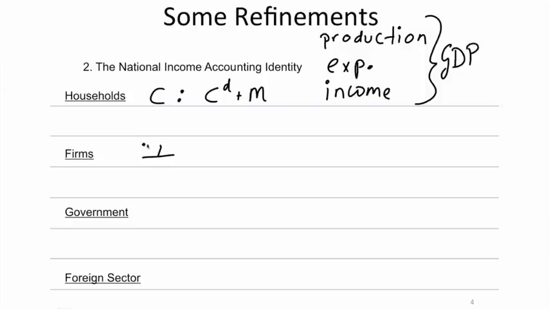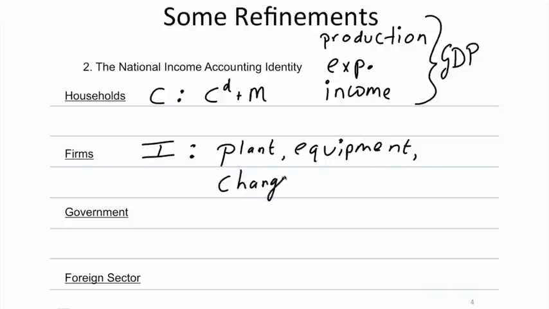Our firms, their expenditure is investment, plant, equipment, and inventory investment, changes in inventories. Our government is involved in expenditure. We'll just record that as G, and the foreign sector is involved here through its purchases of exports.